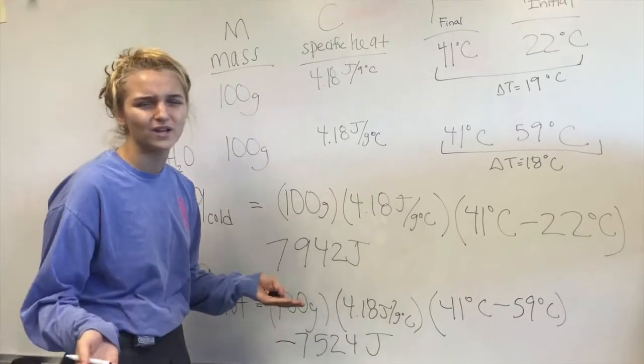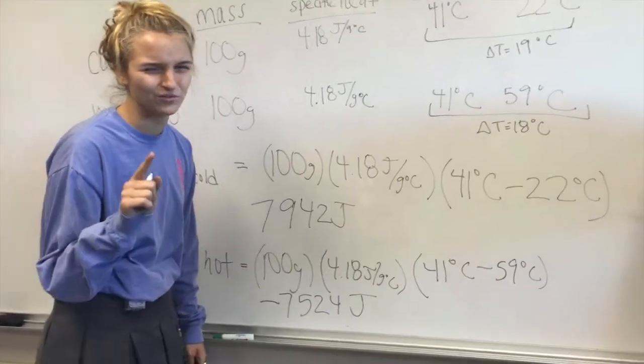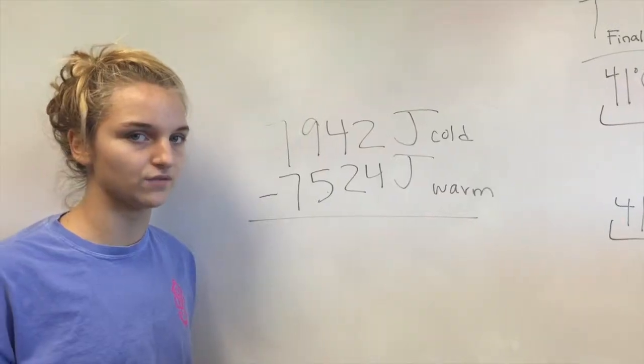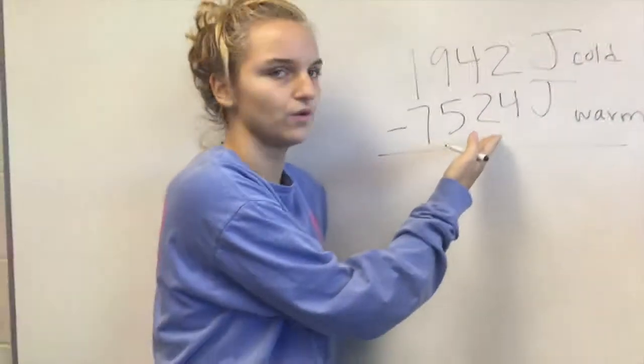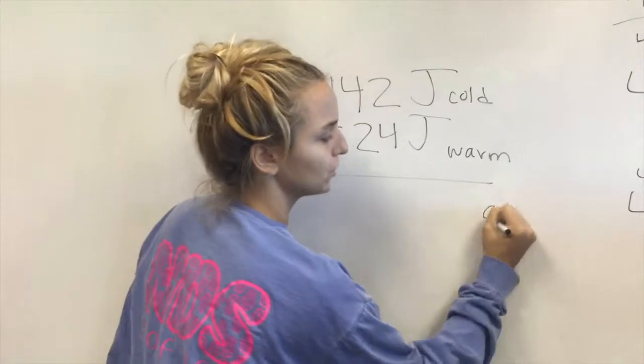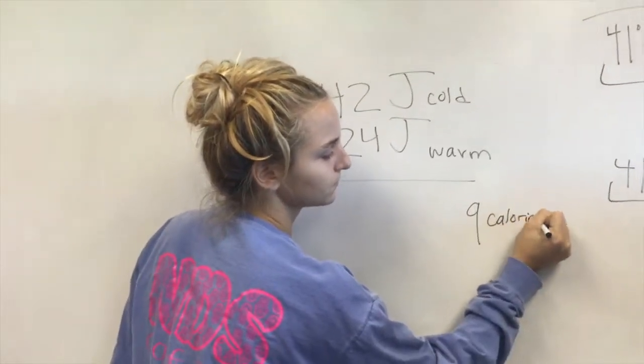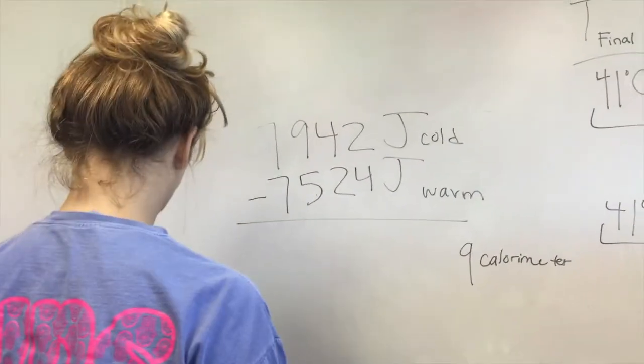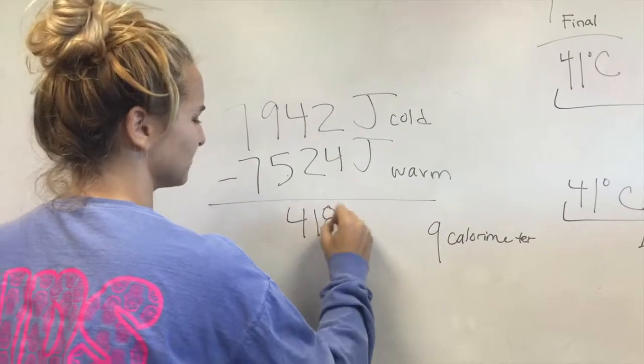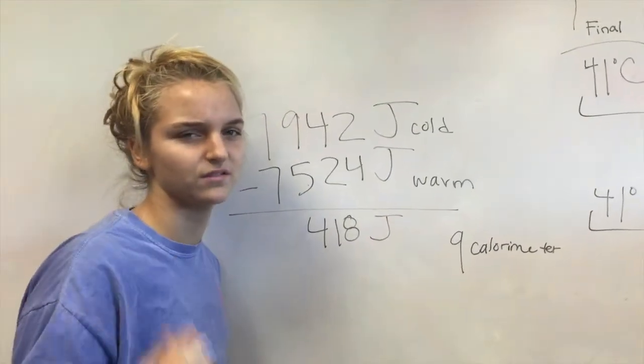You're thinking, why do I need the Q of the calorimeter? Well, we'll just see in a quick sec. So now that we have these two values, the Q of the cold and the Q of the warm, we add them to find the Q of the calorimeter. And this is equal to 418 joules. I'm sorry that calculation took so long. My brain's a little fuzzy right now.